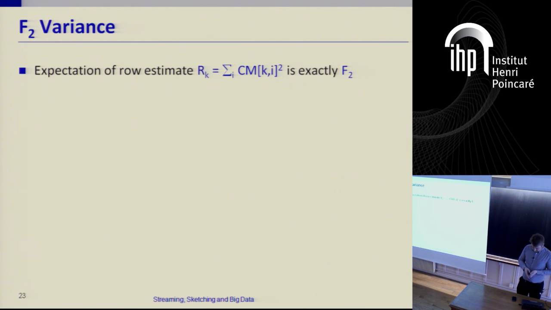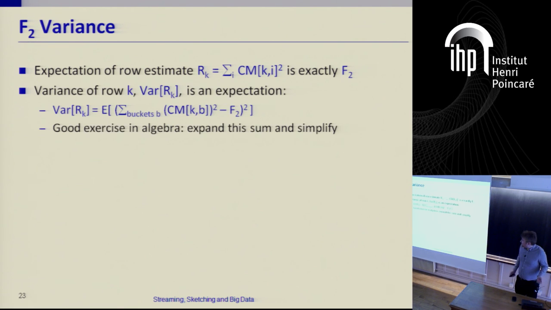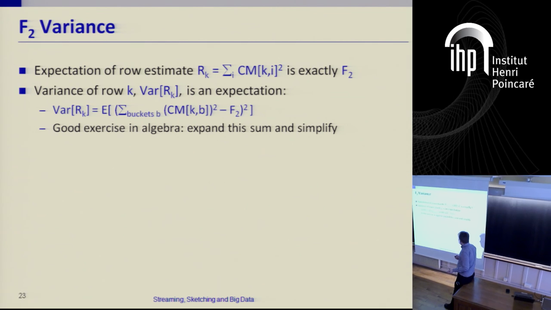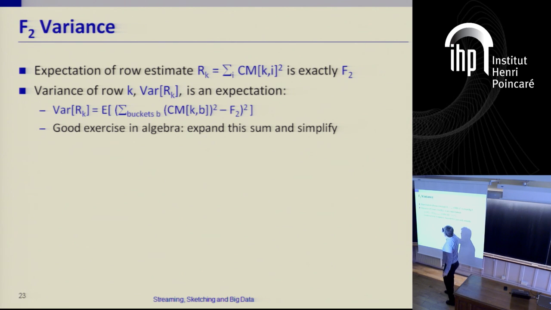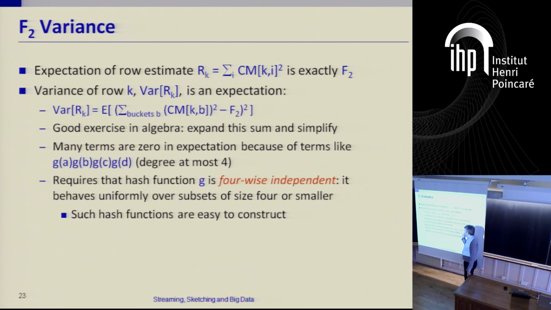Okay. So my expectation is correct. And I can look at what's the variance. I've now got a random variable that corresponds to the estimate that I get from each row. I can look at what's the variance of that. I'll leave that to you because you do some algebra, and if you're not careful about it, you get lots and lots of cross terms. You have to keep track of quite a few of them. But actually, many of those terms drop out.